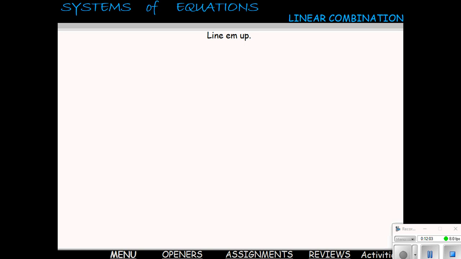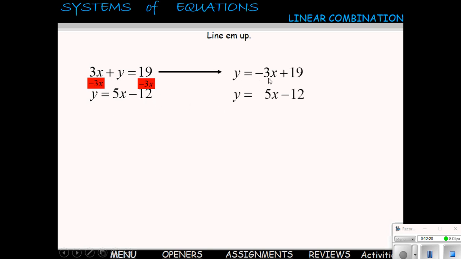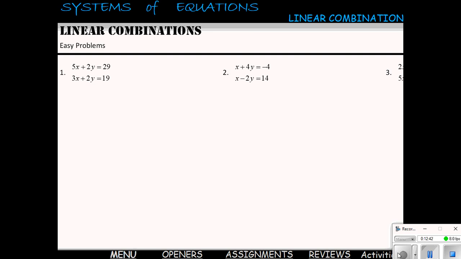Okay, in order to do this, our equations have to be lined up. If we have these 2 equations, 3x plus y equals 19 and y equals 5x minus 12, I cannot add or subtract these. They have to be written in the same order. I'd have to have x above x, y above y, the equals above the equals, and a number above the number. So we'd have to rearrange the equations so they match. In this case, I could simply subtract 3x from both sides, and this top equation will become y equals negative 3x plus 19. The bottom one, y equals 5x minus 12. Now, y above y, equals above equals, x above x, number above number. Now we can simply add or subtract these equations if we want.